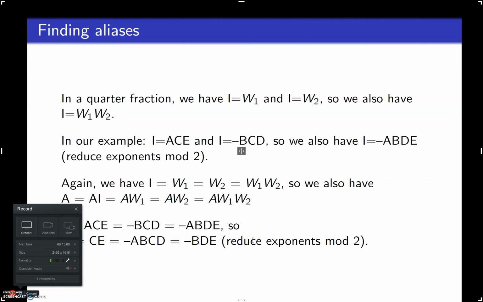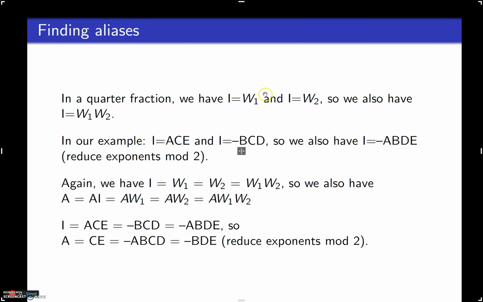Okay, so a little bit of detail about how you figure out what your aliases are when you're using a fractional factorial design. Let's say you're doing a quarter fraction here. So you have your two defining contrasts, W1 and W2. Well, then you also have the generalized interaction, W1 and W2 as well. Those are all going to be the sources that you need to take into consideration as you consider the effects that become aliased within your model.